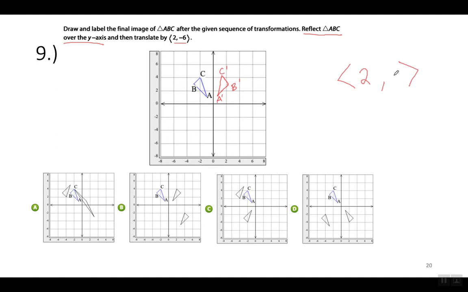And then the number over here affects the y coordinate. If you add a positive number, it moves it up. But if you add a negative number, which is the same as subtracting by 6, it's going to move it 6 units down. So basically, this vector is telling us to move the triangle 2 units to the right and 6 units down. So if you look at our options, there's only one possibility. It's obviously answer letter B. Alright? So that's an easy one.